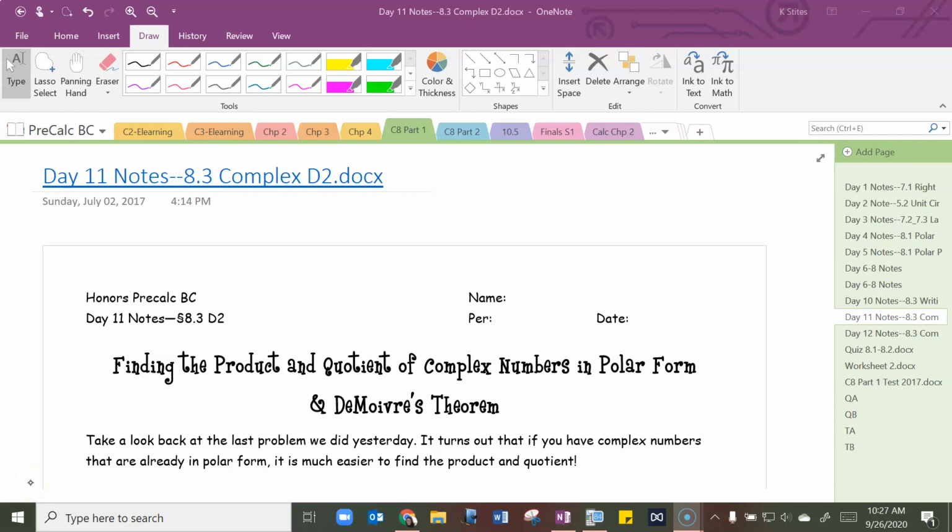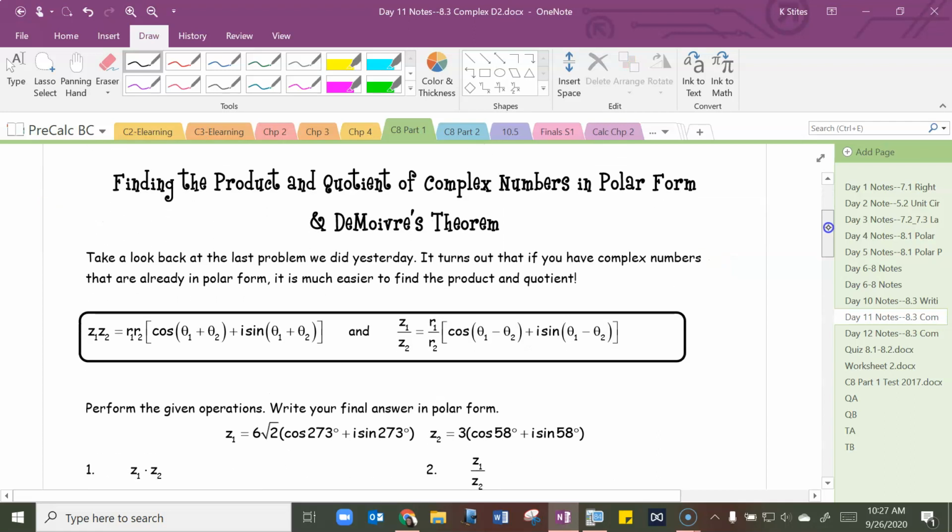Hello Pre-Calc BC. Today is our second day of complex polar, so we're going to be doing more with cis, or cosine plus i sine theta. So now what we are going to talk about is how to find a product and a quotient when we are multiplying and dividing with complex numbers that are already in polar form. Doesn't that sound exciting to you?